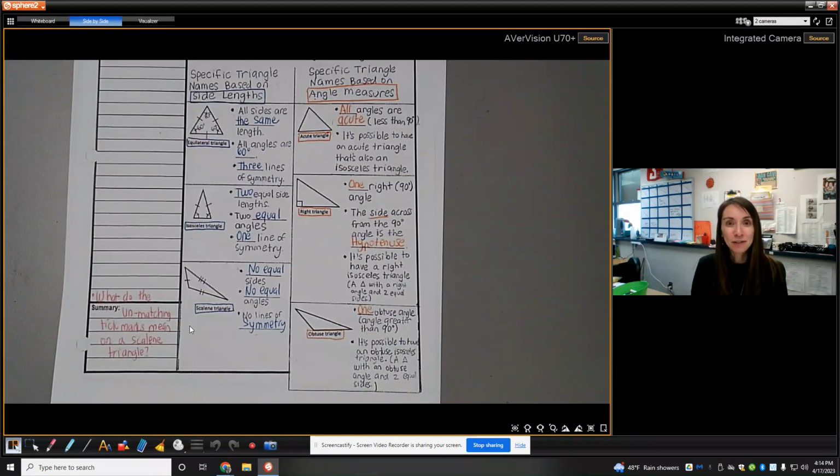And the third type of triangle named based on its angle measures is an obtuse triangle. Obtuse triangles have one obtuse angle, which is an angle that's greater than 90 degrees. And just so you know, it's possible to have an obtuse isosceles triangle. That would be a triangle with an obtuse angle and 2 equal sides.